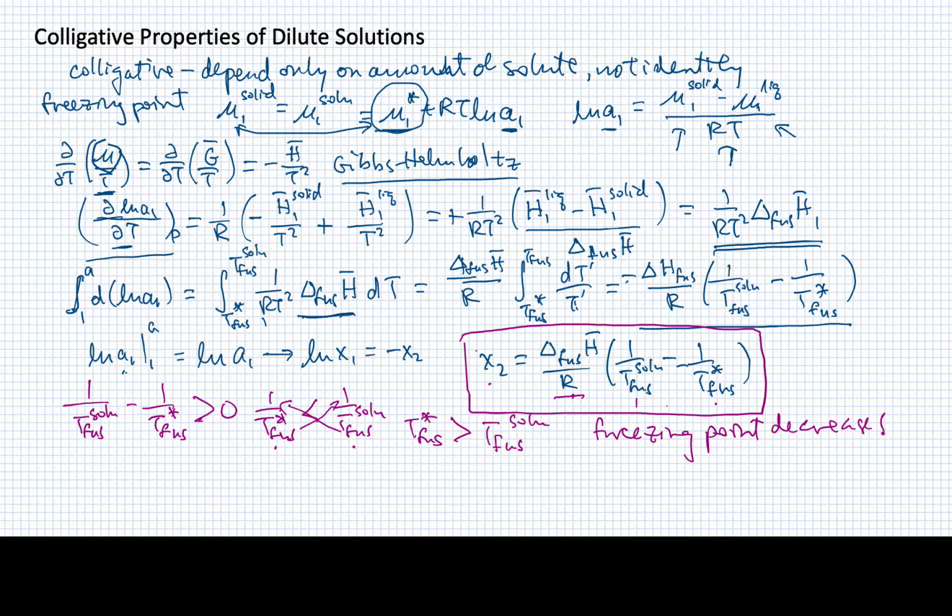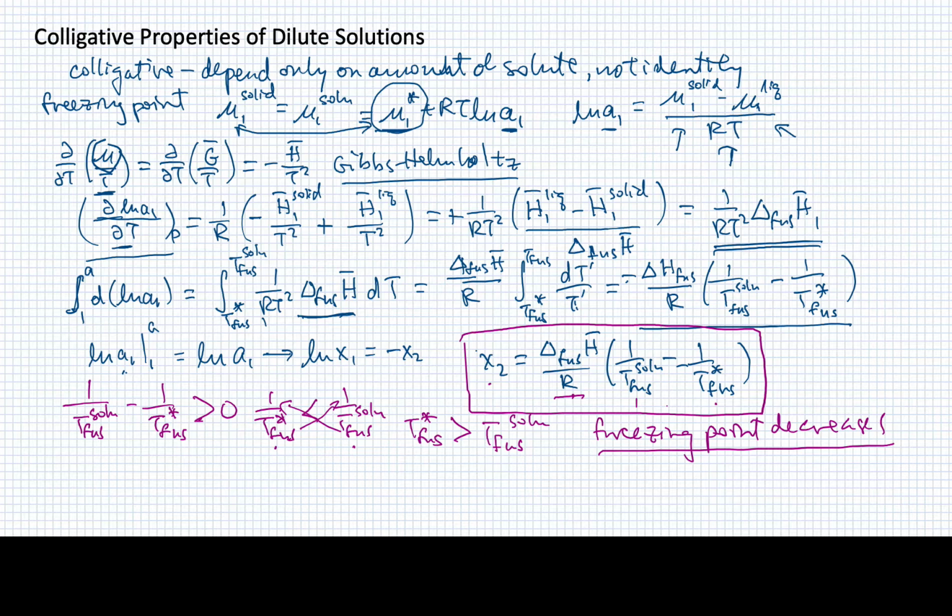Okay, well, this is actually in accord with what we know about solutions. We call it freezing point depression, a colligative property. And so in this case, the freezing point decreases as a result of adding a small amount of solute to this. Now, we can actually develop this a little bit further.